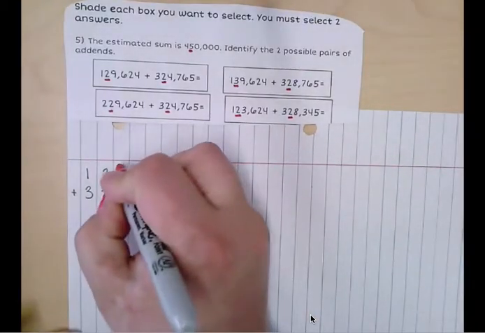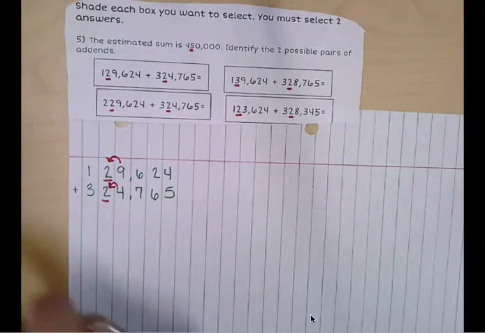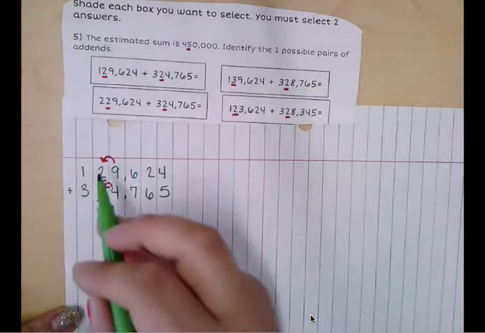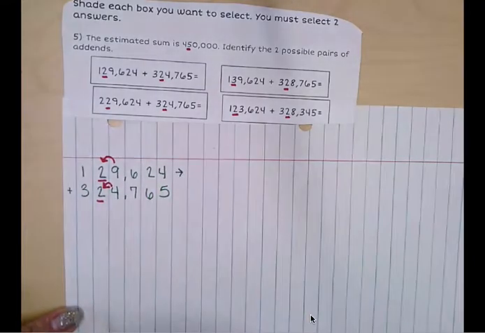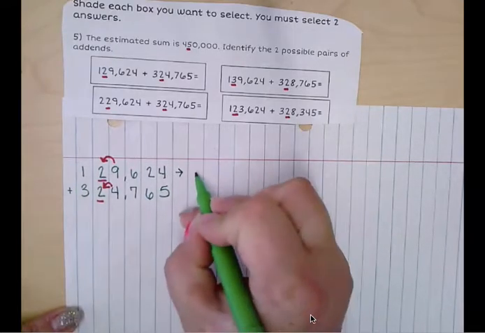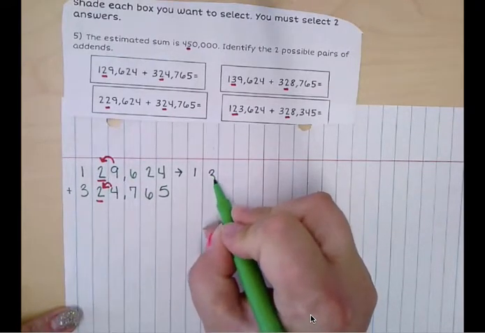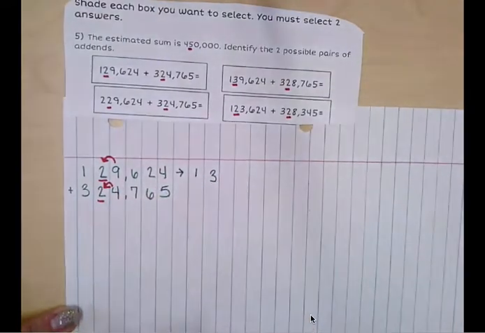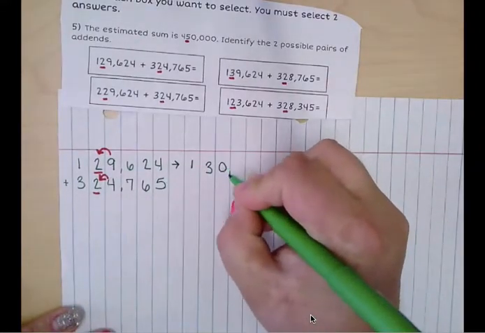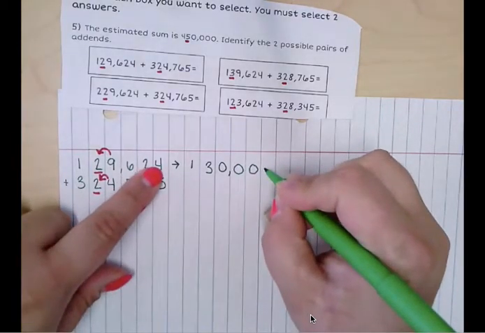So now what I'm going to do is draw my arrows. This 9, since it's 5 or more, is going to raise the score. So that 2 is now going to become a 3. Anything that comes in front of this underlined digit stays the same, so the 1 is going to stay the same. My 2 now becomes a 3. And everything behind that underlined digit now gets transformed to zeros. So the 9 becomes a 0, the 6 becomes a 0, the 2 becomes a 0, and the 4 becomes a 0.